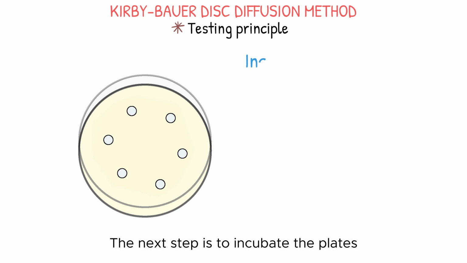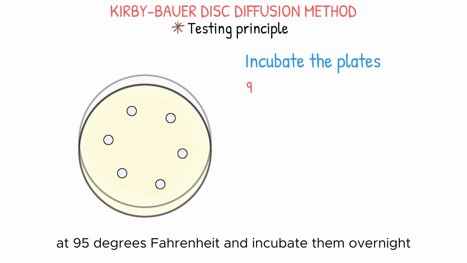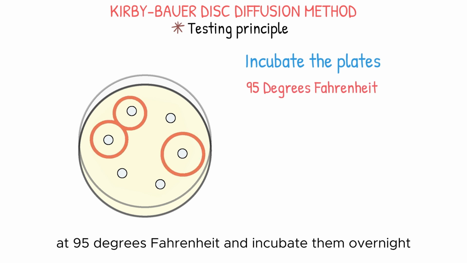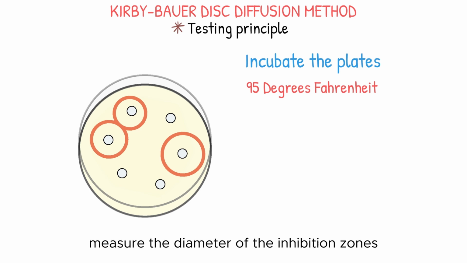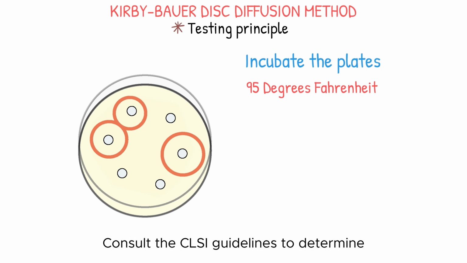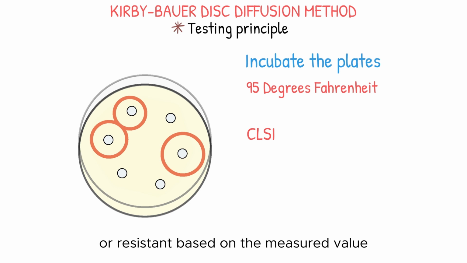The next step is to incubate the plates. We place the plates in a constant temperature incubator at 95 degrees Fahrenheit and incubate them overnight. The following day, we can easily observe the differences. Using a ruler, measure the diameter of the inhibition zones in millimeters on the backside of the plate. Consult the CLSI guidelines to determine whether the microorganism is considered sensitive or resistant based on the measured value. We will continue to discuss the interpretation of CLSI guidelines in detail.